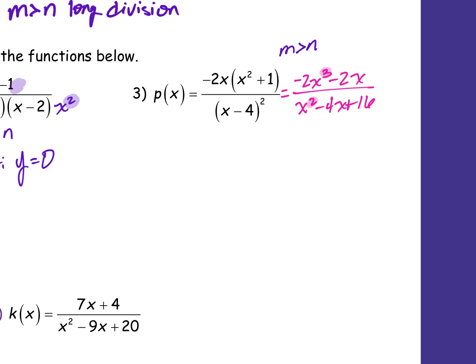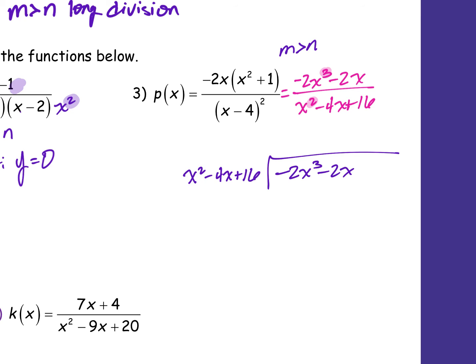Okay, so here we go, long division. Negative 2x cubed minus 2x is going to be divided by x squared minus 4x plus 16.